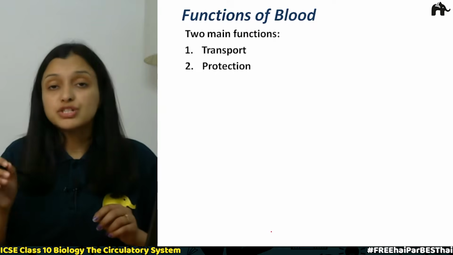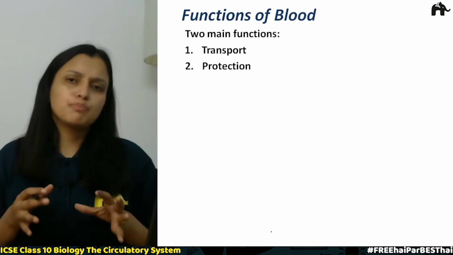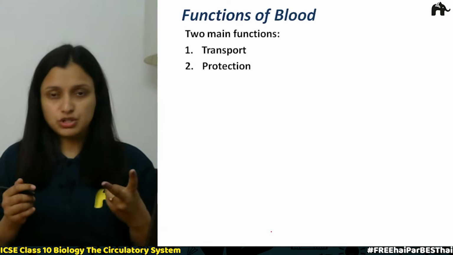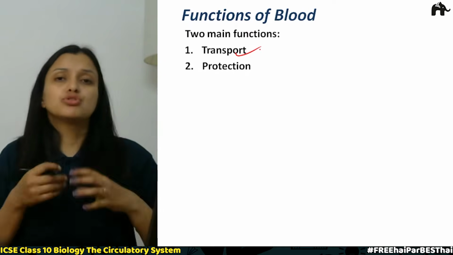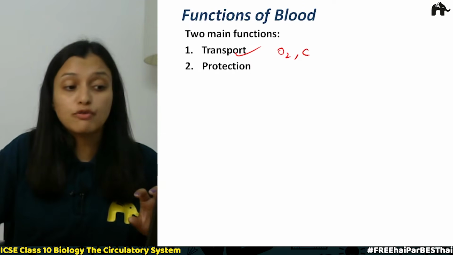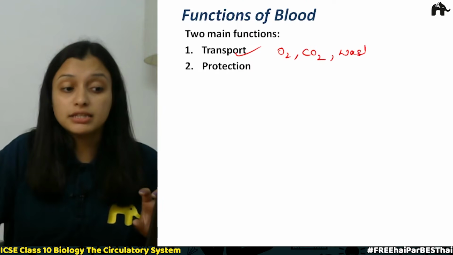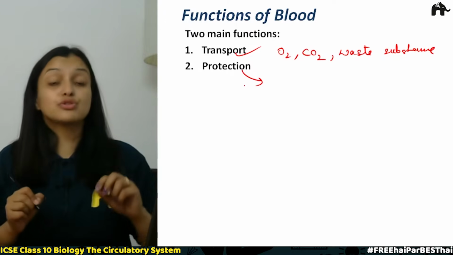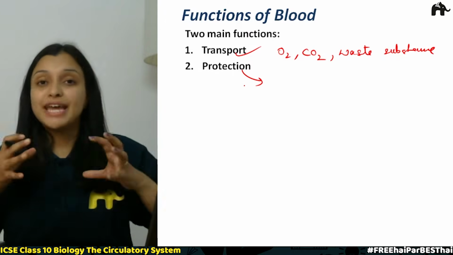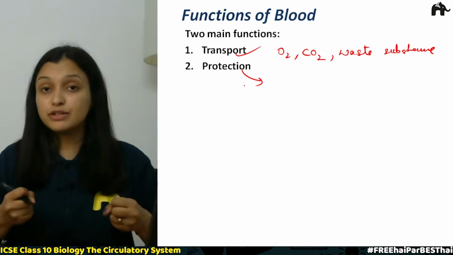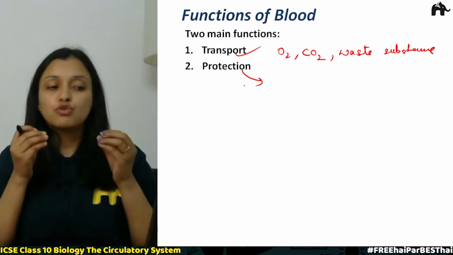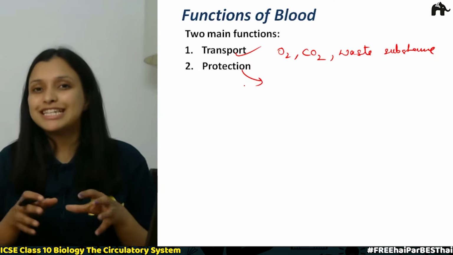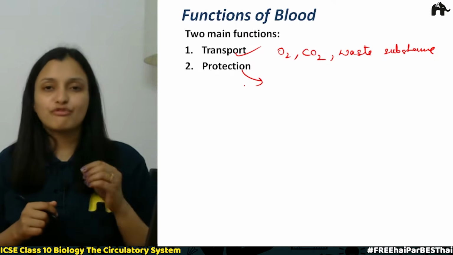Now talking about the functions of the blood. What does this blood perform? What are the functions that blood performs? There are two main functions. The first function is transport. So transport of oxygen, transport of carbon dioxide, transport of other waste substances inside our body, right? And what about the protection? Blood has certain cells which help in the protection of our body, right? Which protects us from various diseases. So what we are going to do now is talk about each of these functions in detail. So let's start with the functions of blood.